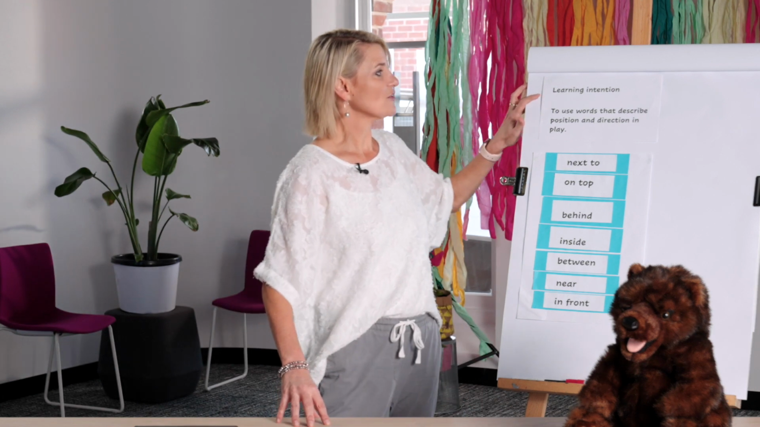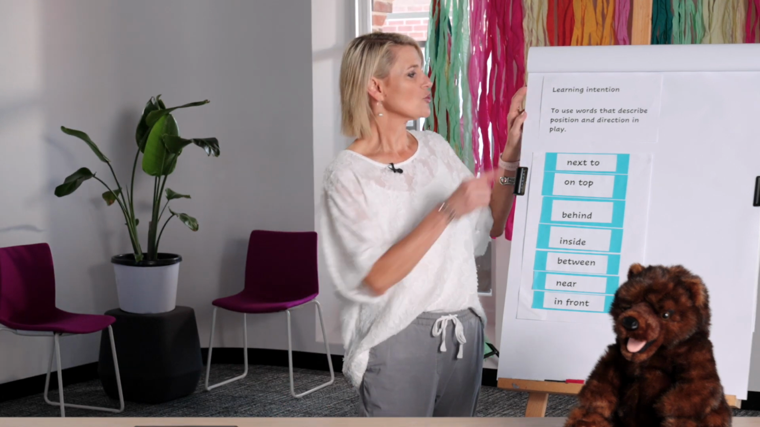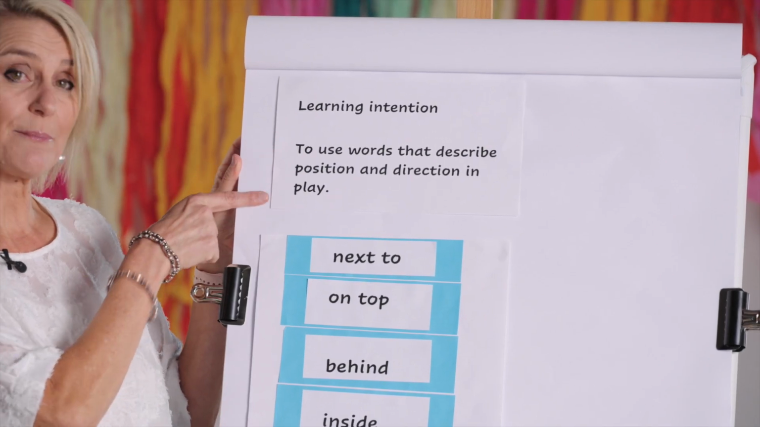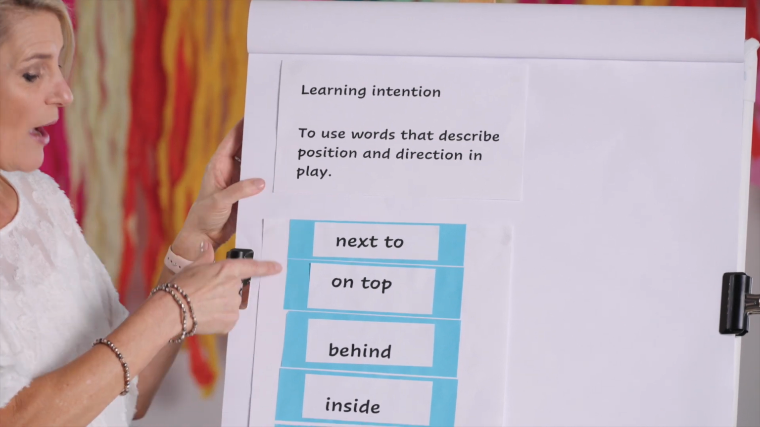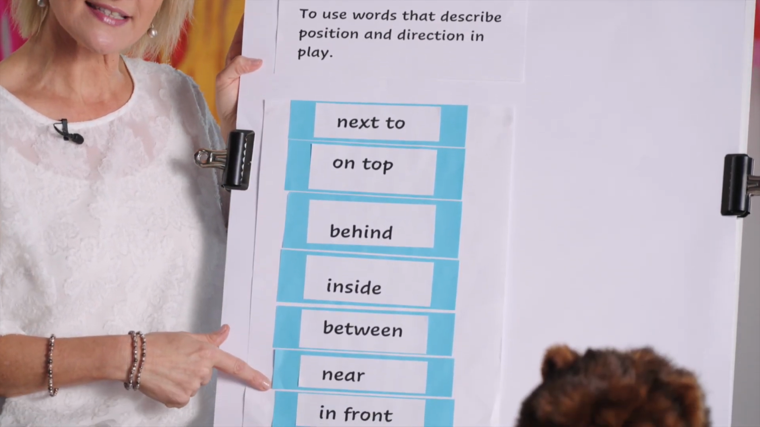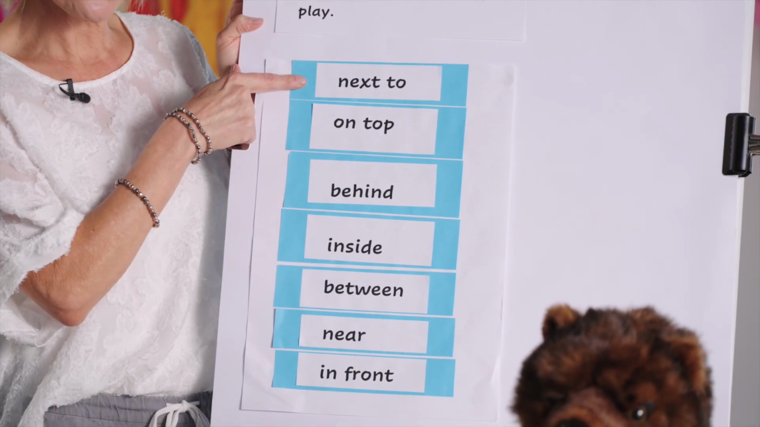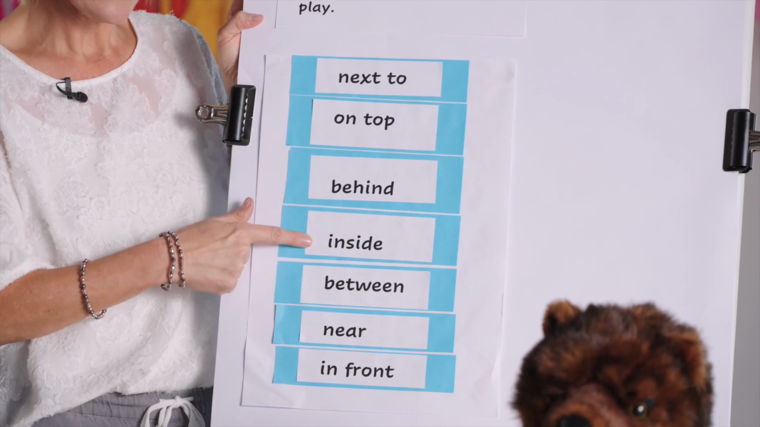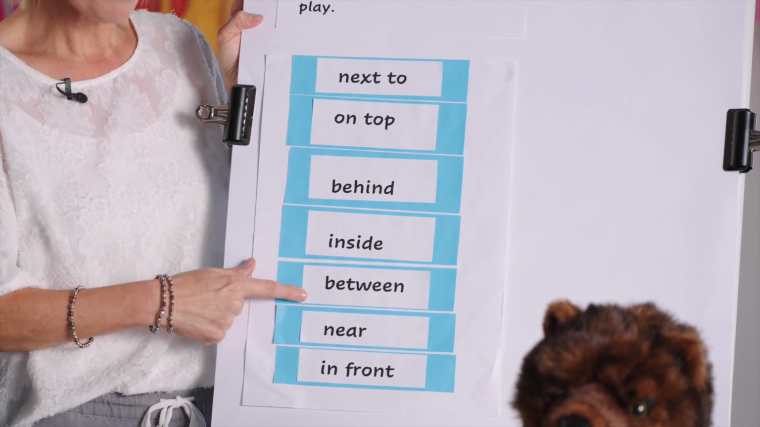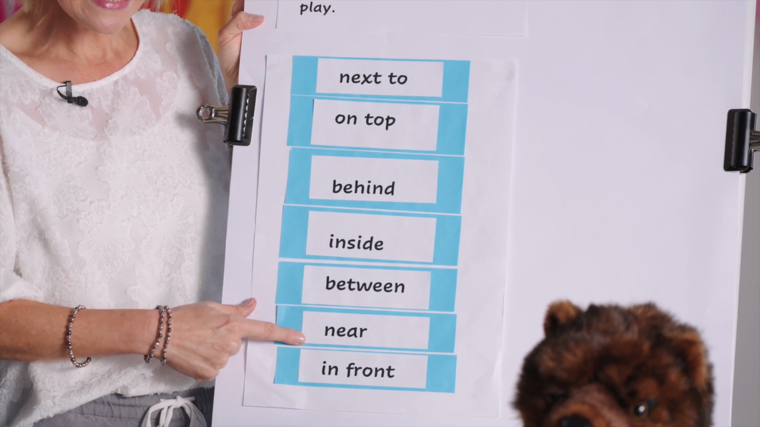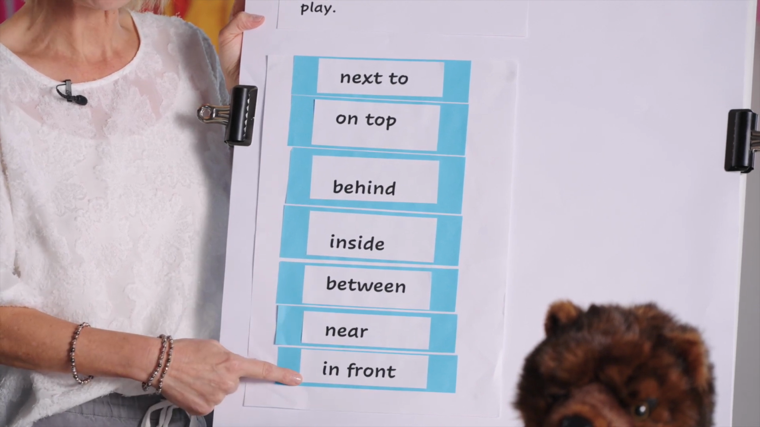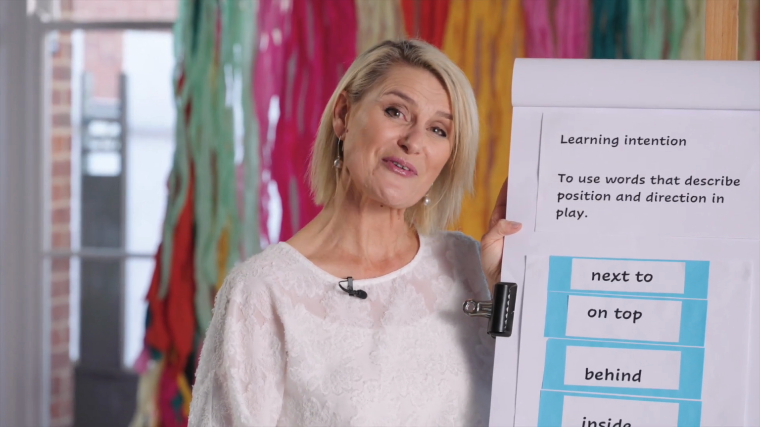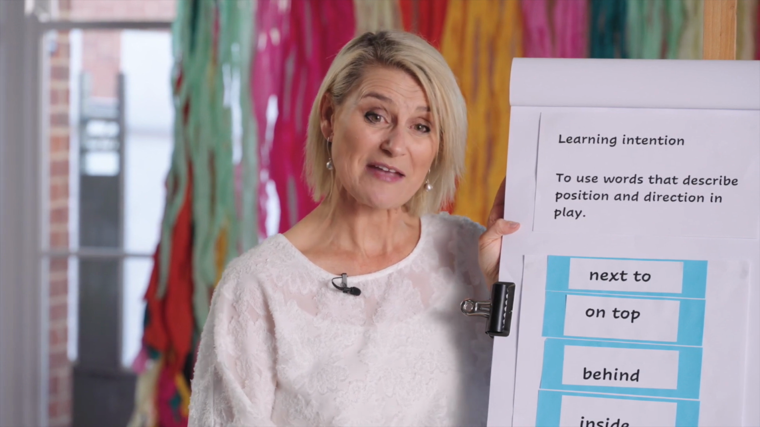Today's learning intention for today's lesson is to use words that describe position and direction in play. These are our positional words that we'll be focusing on this lesson. Next to, on top, behind, inside, between, near, and in front. I wonder if you've heard of these words before. I'm ready to play a game. Are you, Baby Bear?